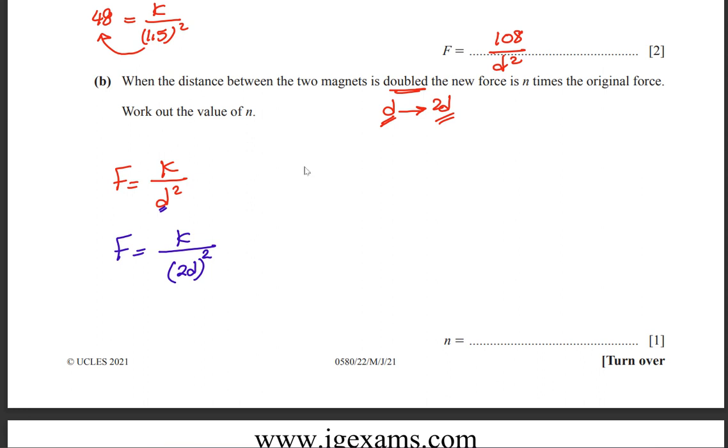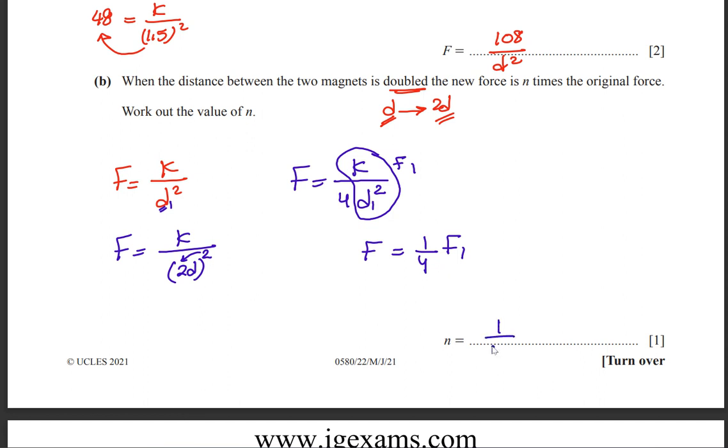So F will be equal K over 2 square D square. I expanded the bracket for D square. Look here, the first one with D1, so this is here the F1. So that means that F, the new one, is 1 over 4 from F1. So N equal 1 over 4.